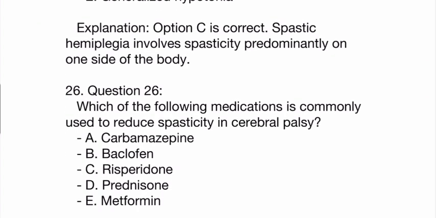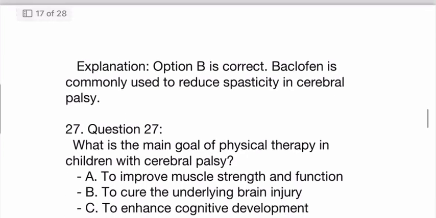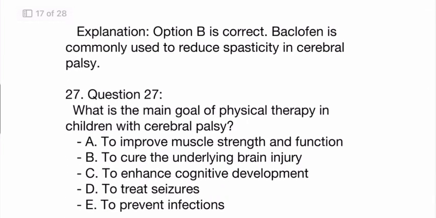26. Which of the following medications is most commonly used to reduce spasticity in cerebral palsy? So, pharmacological treatment. A. Carbamazepine. B. Baclofen. C. Risperidone. D. Prednisone. E. Metformin. Okay. So, with CP and you want to reduce spasticity, you use baclofen. Baclofen is what is used.